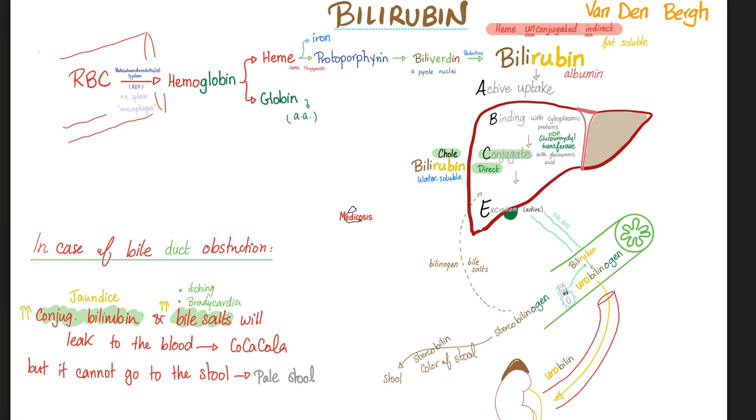Question: why do people get jaundice? 3 reasons. Reason number 1, too much red blood cell destruction. Oh, lots of hemolysis, lots of bilirubin in the blood. And the liver cannot keep up with all of this demand. So you will get jaundice. Jaundice is elevated total bilirubin in the blood.